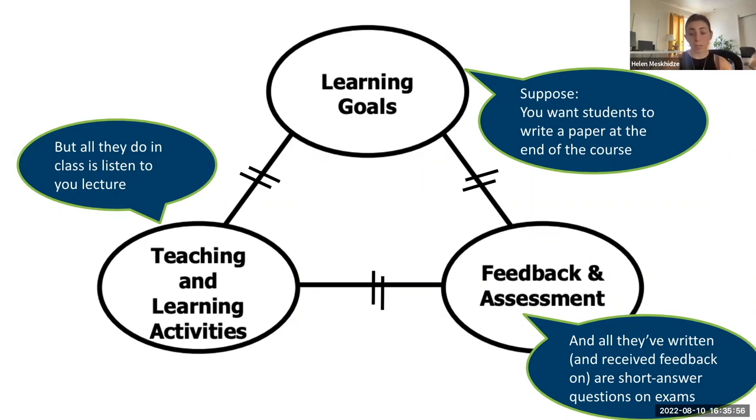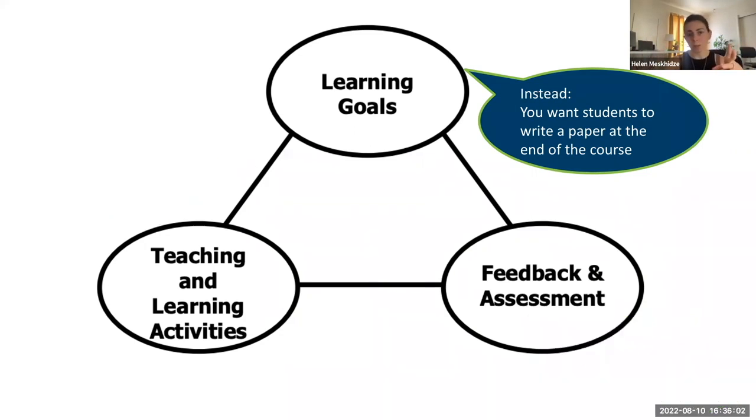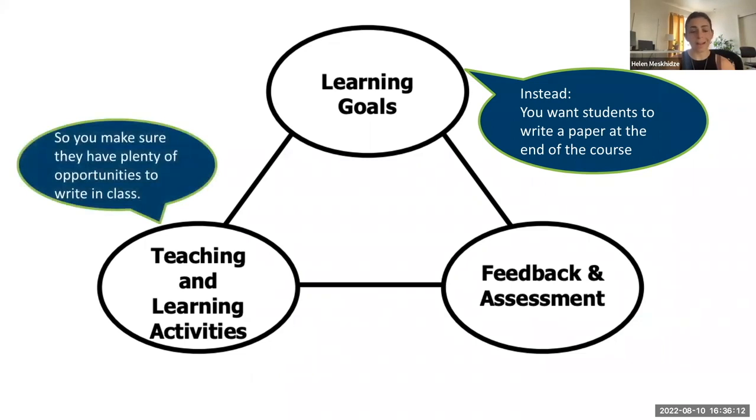Okay, so suppose I did want to put it in alignment and use backwards course design. How would I do that? Again, I'd start with my learning goal, which is I want students to write a paper. If I want students to write a paper by the end of the course, what are the teaching and learning activities I need to do in the course? I have to give them opportunities to actually write, to express their voice, to have practice with synthesizing ideas, to have practice summarizing concepts.